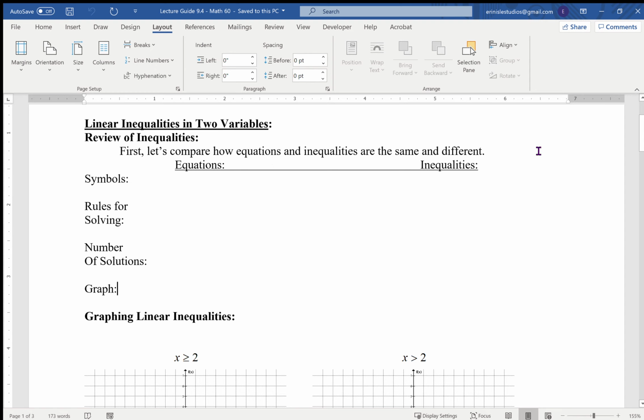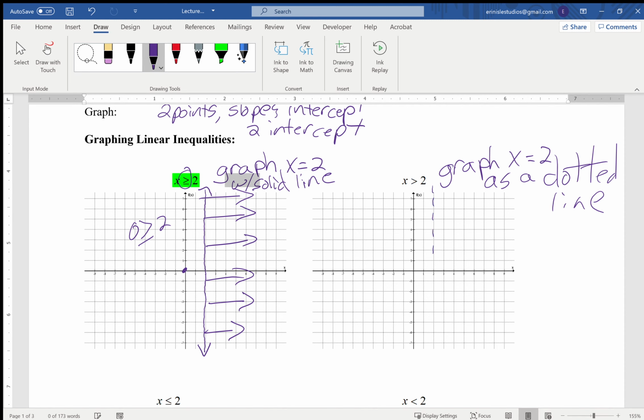Okay, now x greater than 2, we graph x equals 2. But since there's no equal to, we graph it as a dotted or dashed line. So instead of being that nice solid line, I'm going to do a dashed line. Now, x is greater than 2, so I'm shading above 2. Okay, so that's the direction.